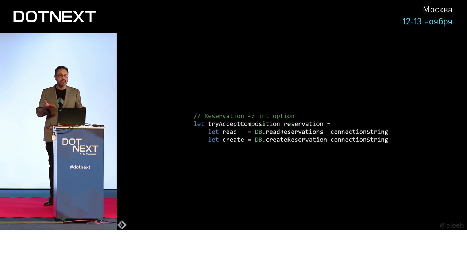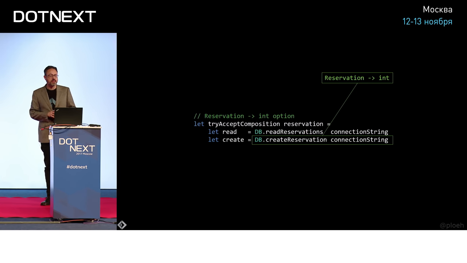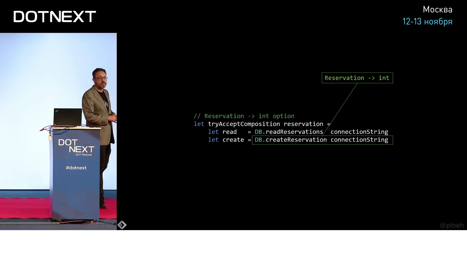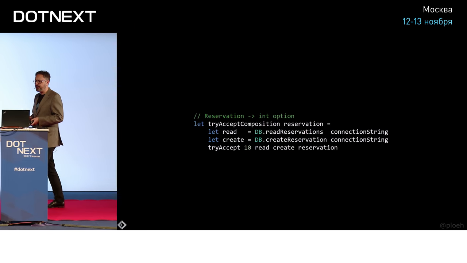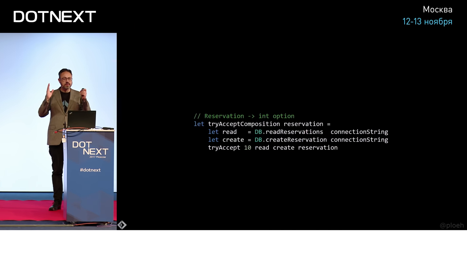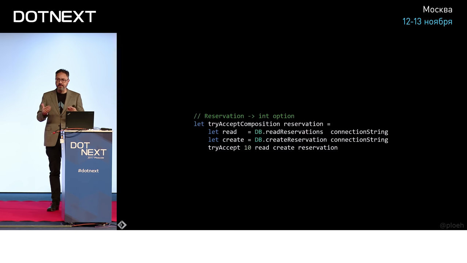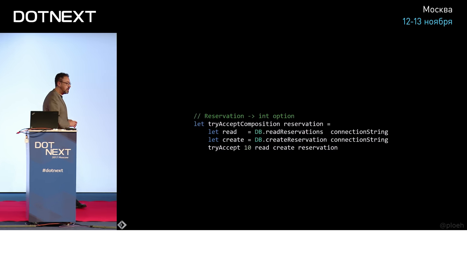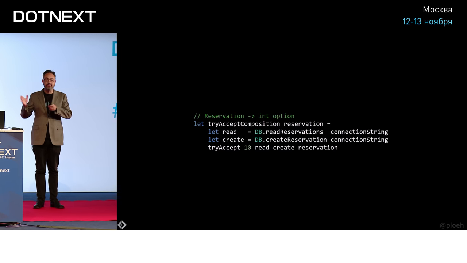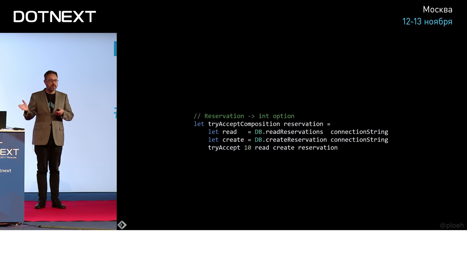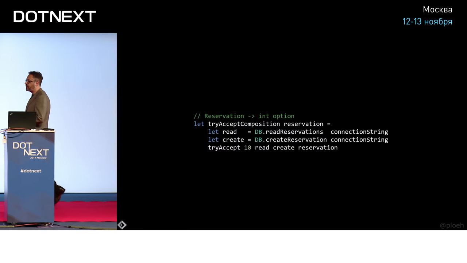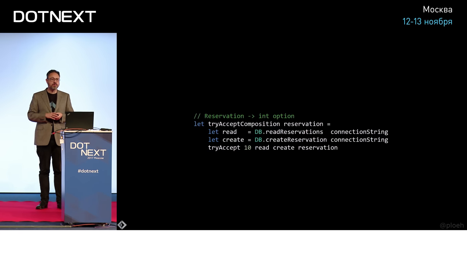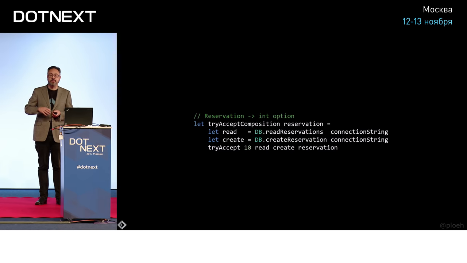If you have similarly a createReservation function, you can partially apply that with a connection string, and you get a function that takes a reservation and returns an integer. So now we have a read and we have a create function, so we can just call tryAccept with all four arguments. I'm just going to hard code the capacity of the restaurant to 10, very small, very intimate restaurant. Those do exist though. So I'll just say tryAccept 10, read, create, reservation. So this is a function call. tryAccept is a function that takes four arguments, and I'm supplying all four arguments here. That's just going to call the function, and then this whole expression is going to return the return value from tryAccept. So in F#, we don't have any explicit return keyword or anything.